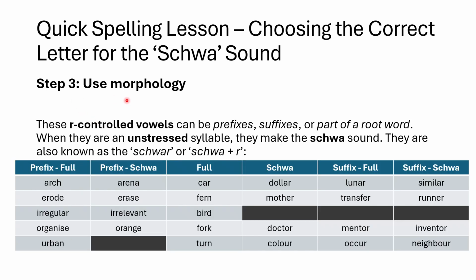Step 3. Use morphology. These R-controlled vowels can be prefixes, suffixes, or part of a root word. When they are an unstressed syllable, they make the schwa sound.